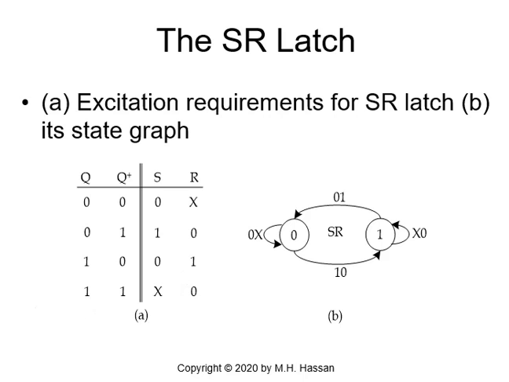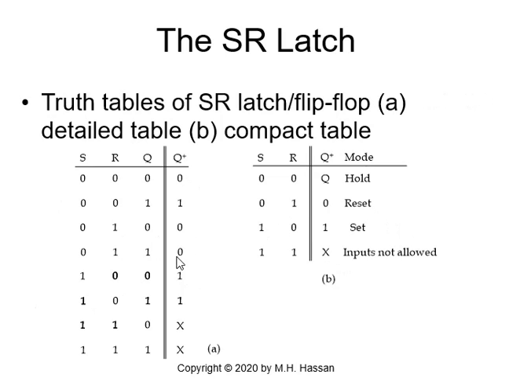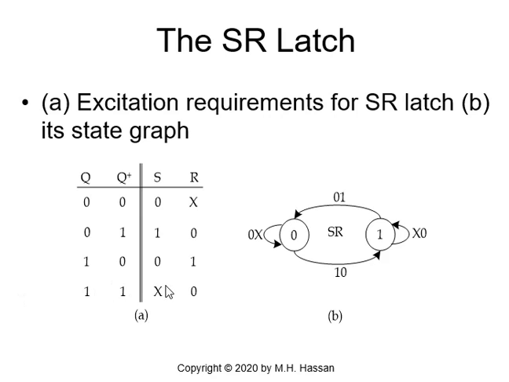How about 1 to 1? Very interesting. 1 to 1 will occur here, in the second row when S is 0 and R is 0, and it will occur here when S is 1 and R is 0. It means S is either 0 or 1, but R must be 0. So S is don't care and R must be 0.